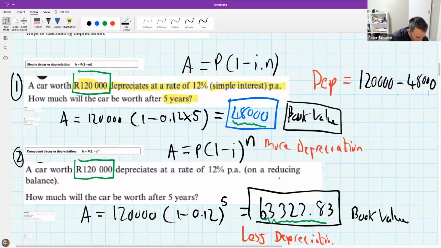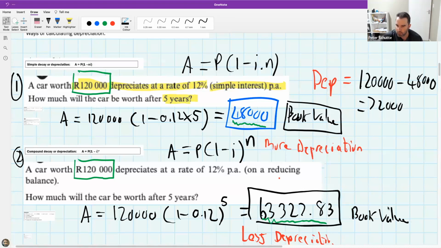Well, it's just the difference. So we should get 120,000 minus 48. So there's been 72,000 rands depreciation in the first question. Now, that's why the book value is so much lower. Now, how much depreciation has there been in the second case? Is my next part of the question.